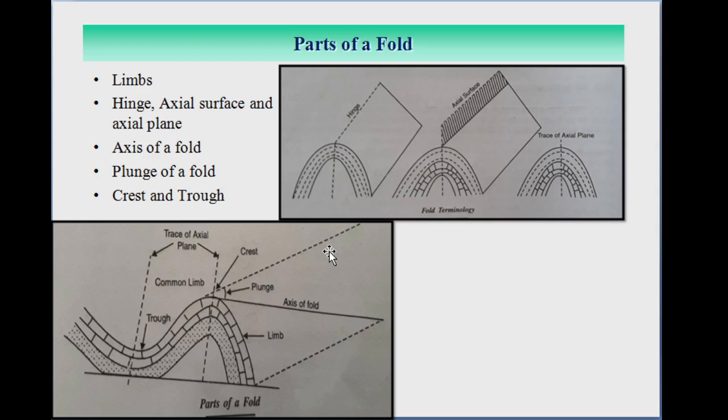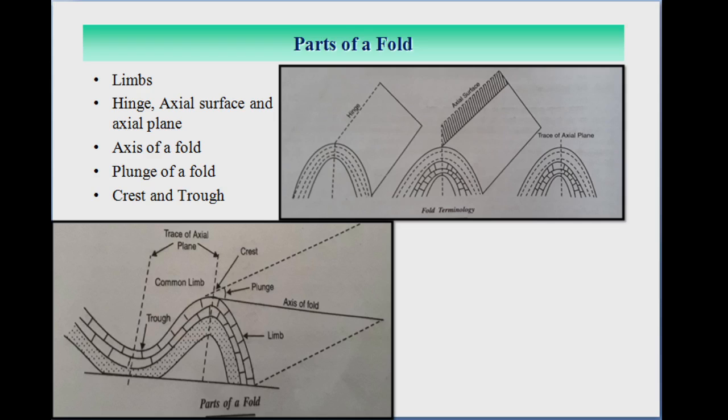But when folds occur in a group, a middle limb will be common to the adjacent folds. So if we consider an individual fold, then it contains at least two limbs. But if the folds occur in a group, a middle limb will be common to the two adjacent folds.